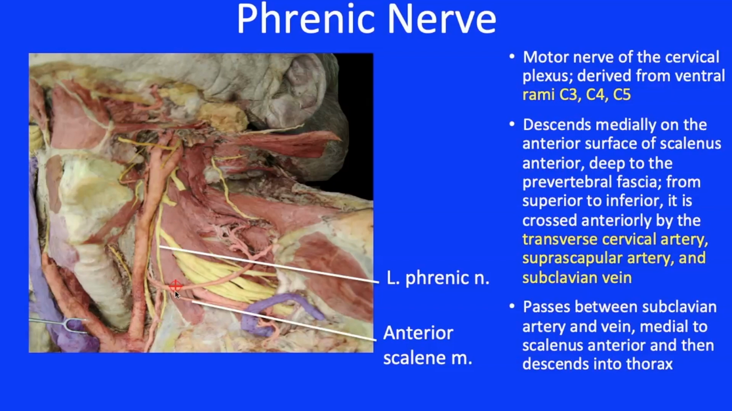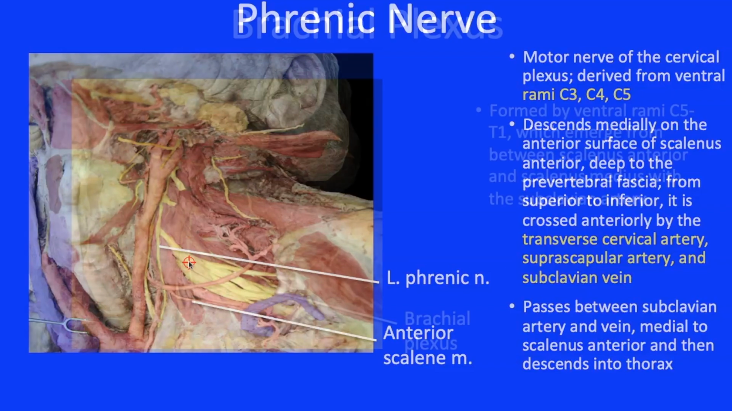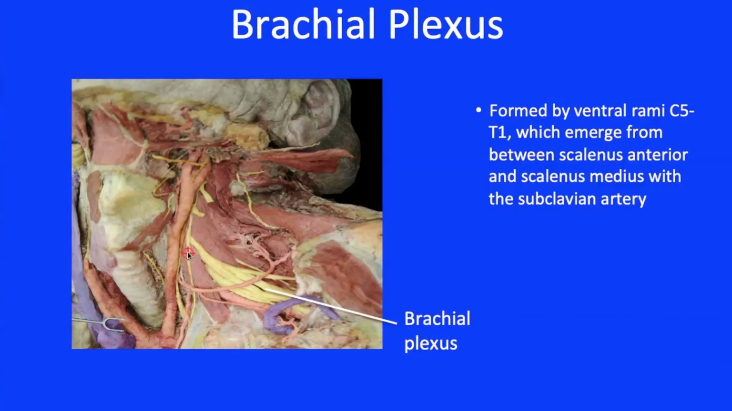The phrenic nerve also arises from the cervical nerves, specifically C3, C4, and C5. The nerve sits anterior to the scalenus anterior, and remember, it is at risk when cervical plexus anesthesia is performed. The nerve travels to the diaphragm to innervate it and allow us to breathe. As mentioned previously, the trunks of the brachial plexus emerge from within the interscalene triangle.